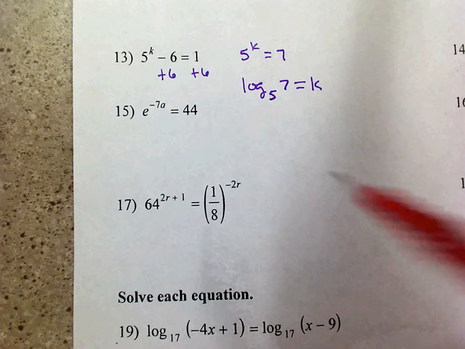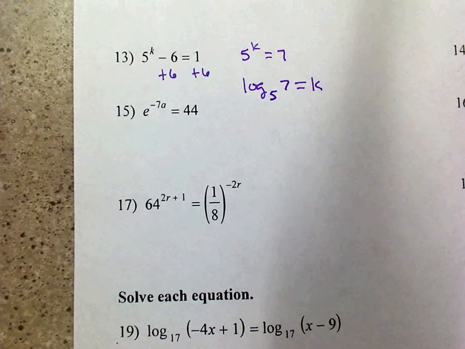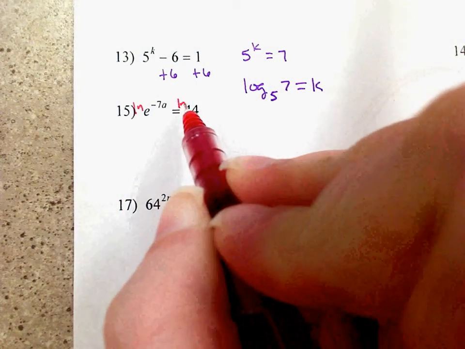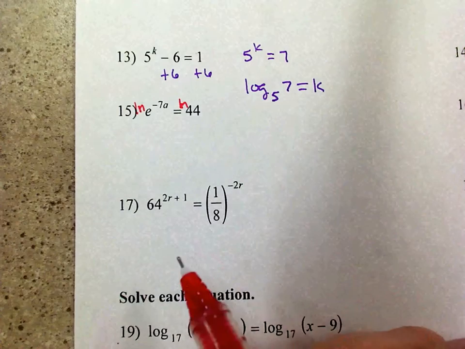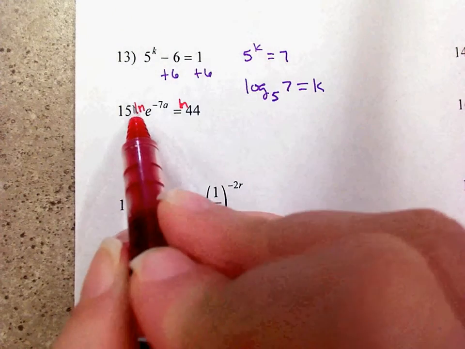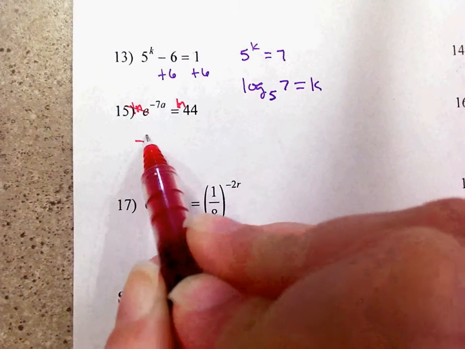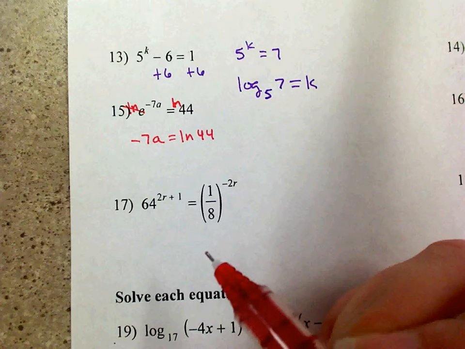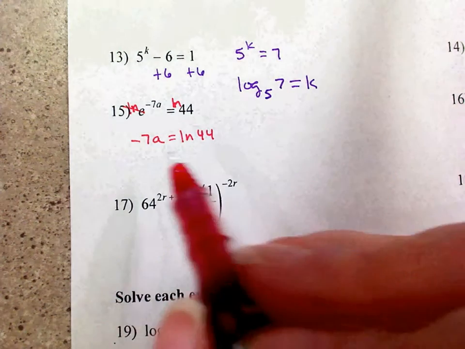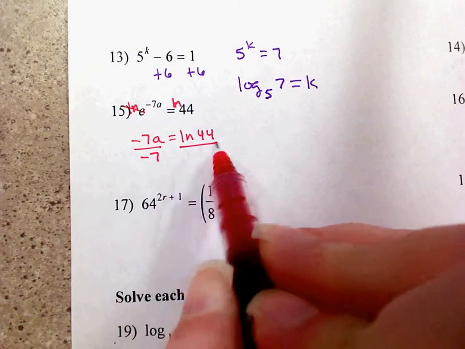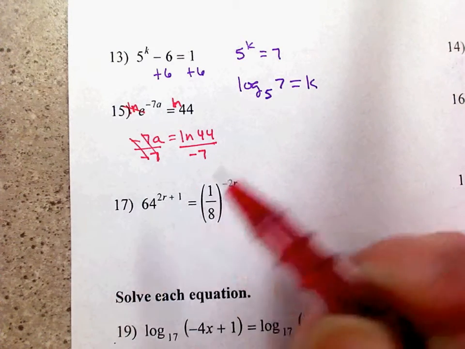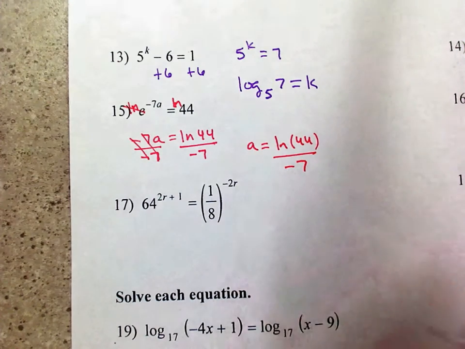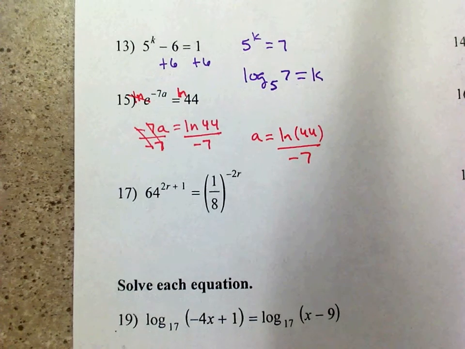Okay, can you guys remind me what gets rid of e? ln. So what would you do? Right, and I'm going to put it in the front, right? Okay, so now what happens with natural log and e? Good, so what am I left with? Equals the natural log of 44. How do I get rid of a negative 7? Okay, so a equals the natural log of 44 divided by negative 7. And that's all I have to do, right?